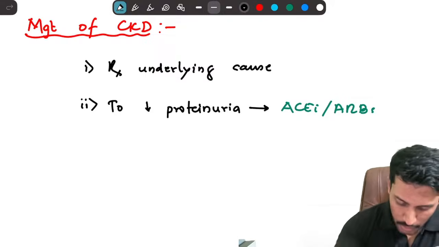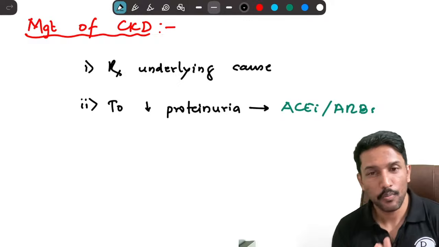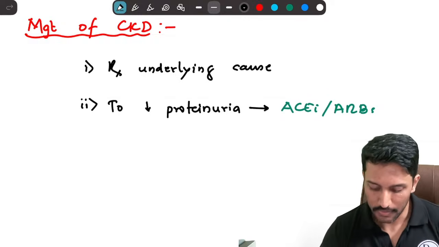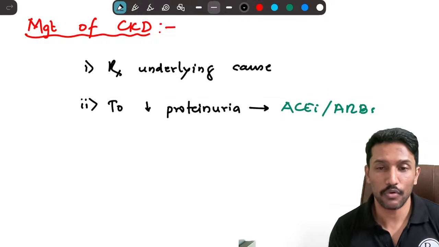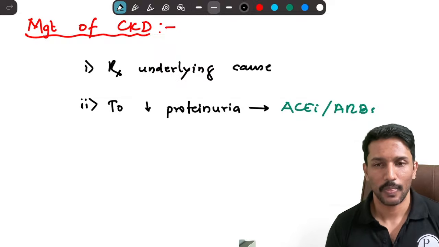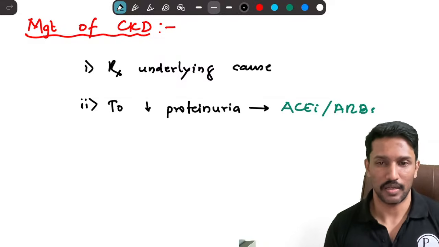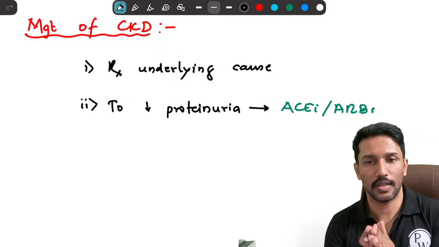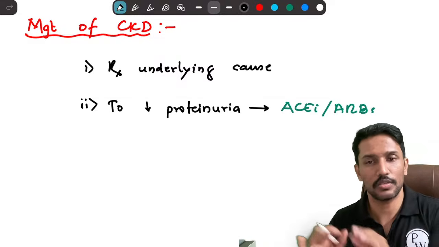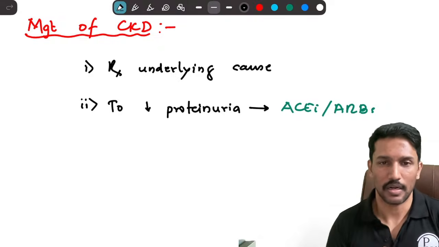So when it comes to management of CKD, we have to treat the underlying cause. Proteinuria can be treated by giving ACE inhibitors or ARBs, but we have to have one caution. What is that? ACE inhibitors or ARBs can worsen hyperkalemia. So if you have significant hyperkalemia, you might have to stop ACE inhibitors or ARBs if you have started. Okay.